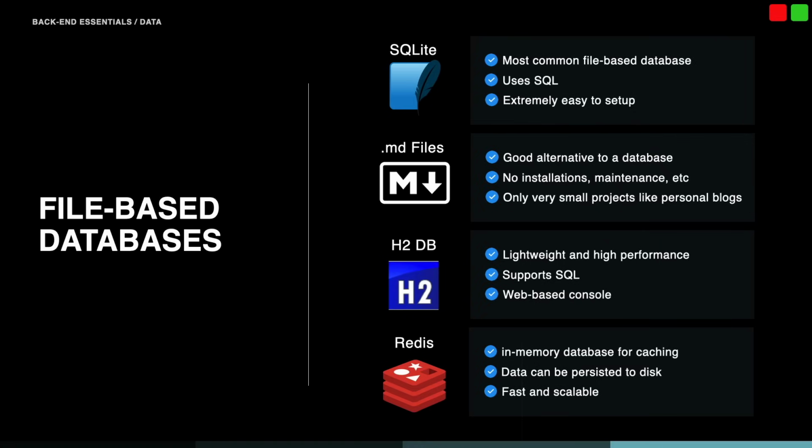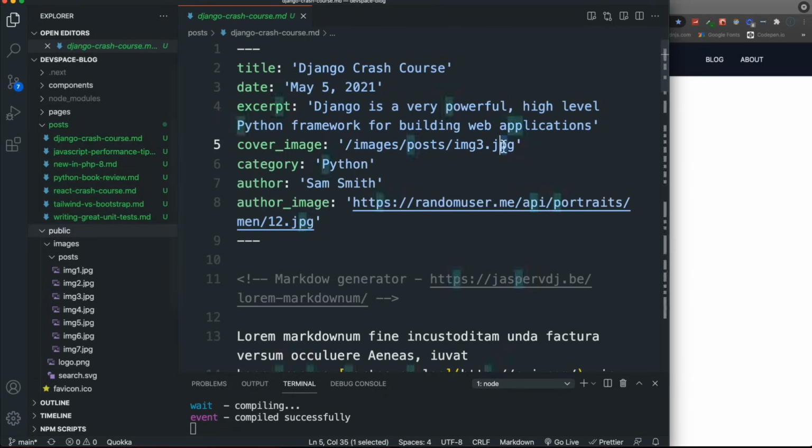Now, I put Markdown here, or Markdown files, which is definitely not a database. However, Markdown files are a good replacement for a database for really small projects, such as personal blogs. So I created a blog not too long ago for a friend, and I used Gatsby, which is a static site generator, along with Markdown files, and they love it. And you do have to go in and edit Markdown and create new files, but once you know how to do that, it's simple. We also used them in my Next.js course for the DevSpace blog project.